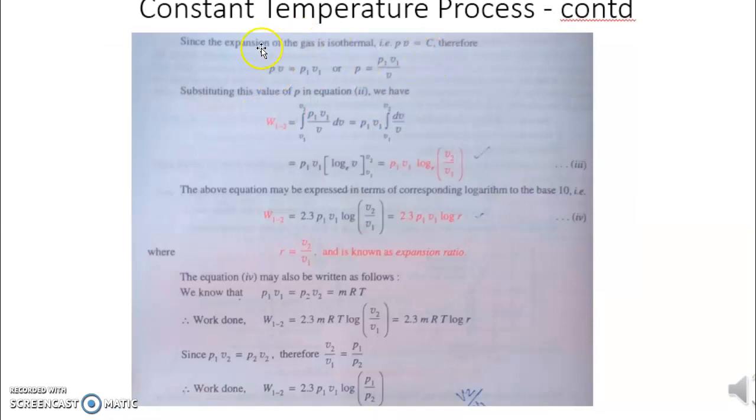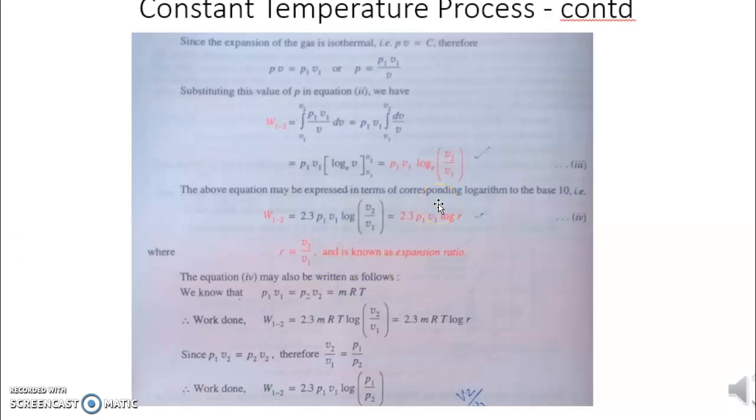So here, for this isothermal process, PV equals constant. So we can write PV equal to P1V1, and from that we can get P equals P1V1 by V. Substitute this P in equation 2. We will get P1V1 outside, because it is constant, times the integral from V1 to V2 of dV by V. Integrating this, you will get P1V1 into log V between V1 and V2. So P1V1 log V2 by V1.